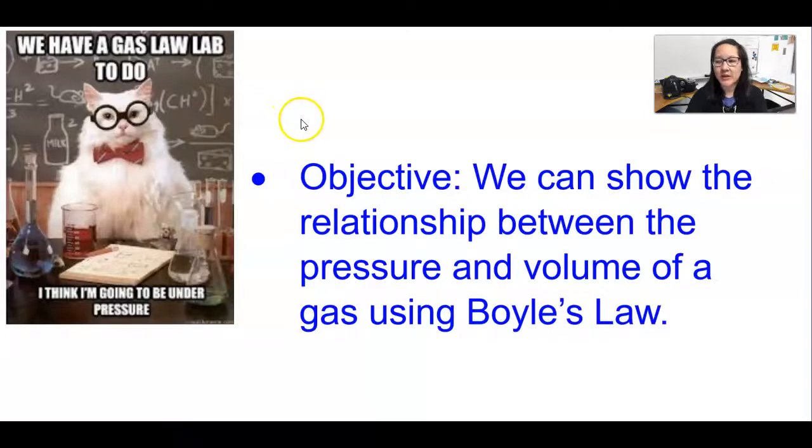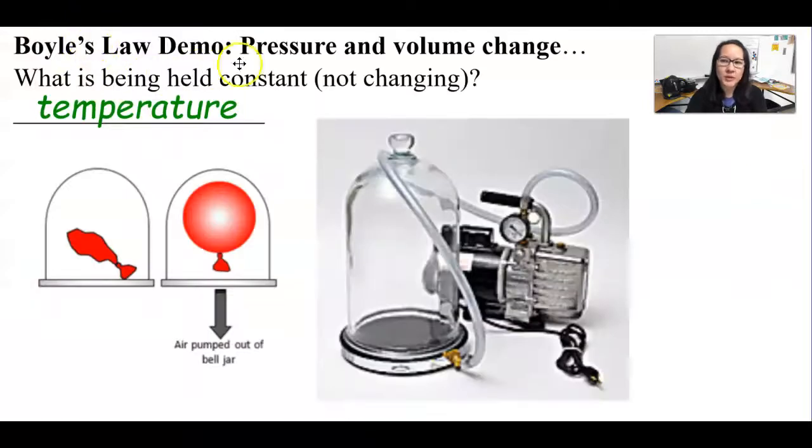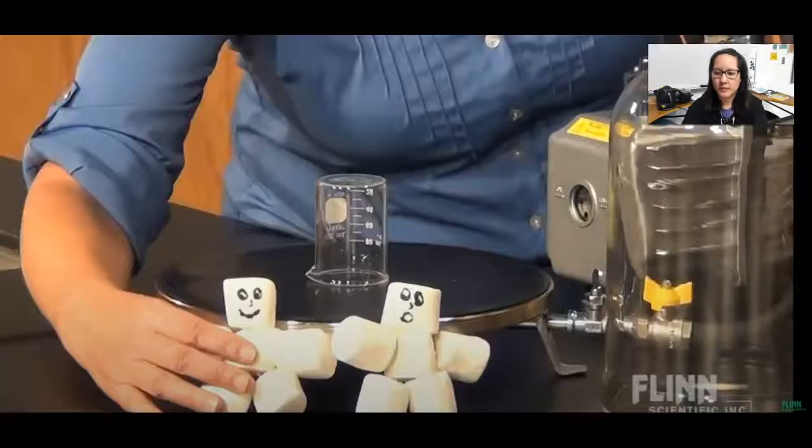Our objective here is to show the relationship between pressure and volume using Boyle's law. So Boyle's law demonstration, commonly the bell jar demonstration, demonstrates how pressure and volume are inversely related to each other, and what is being held constant or not changing is temperature, which means temperature is not a factor. So let's look at this little video clip.